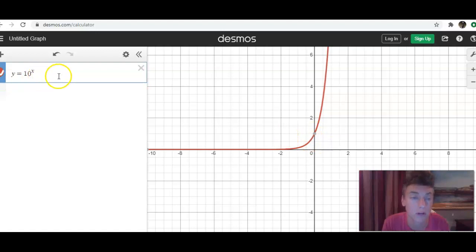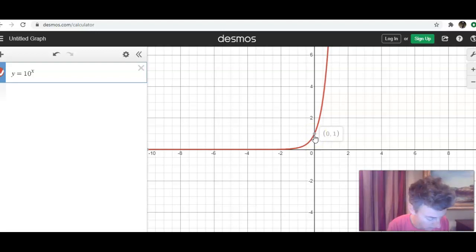Unless, of course, we were adding something to this. But this is the parent function. So the parent function will always have a y-intercept at 0, 1. So again, make sure that shows up on your graph. You put a little dot there and say 0, 1 to remind yourself of that pretty important point.